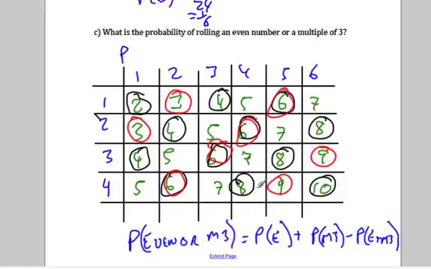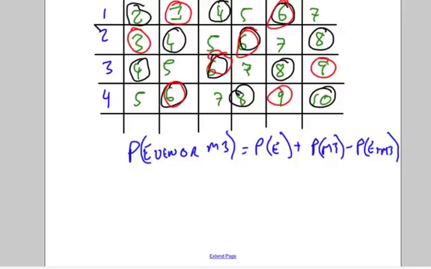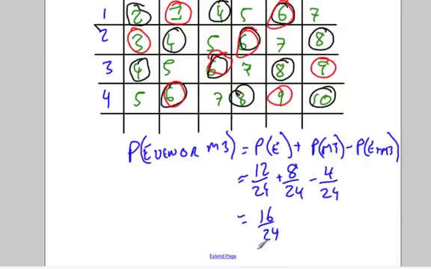okay, so there's a total of 8 multiples of 3 out of the 24. So this is going to be 12 out of 24 probability of even, plus 8 out of 24, which is our probability of a multiple of 3, minus the probability that even and multiple of 3, which is our 4 sixes. So that comes out to be 16 out of 24, which is 2/3, or 66.6 repeating percent.